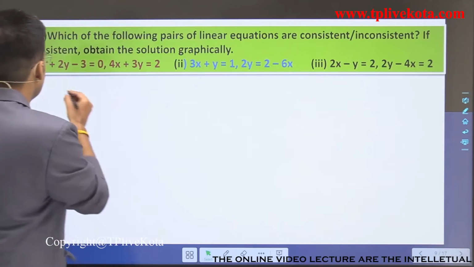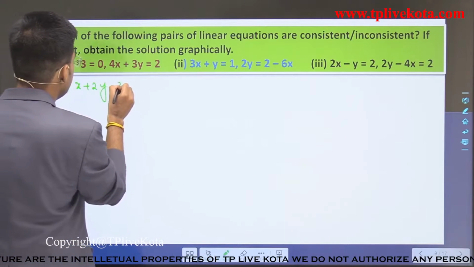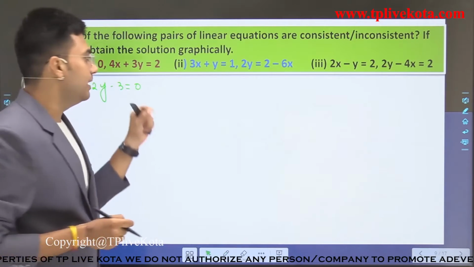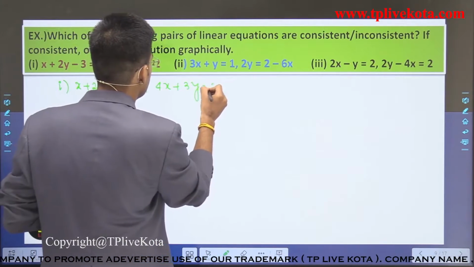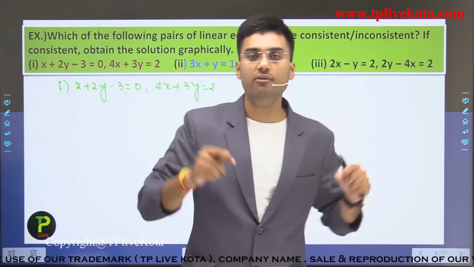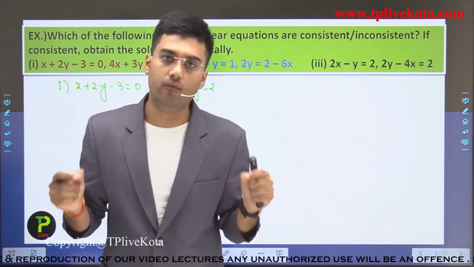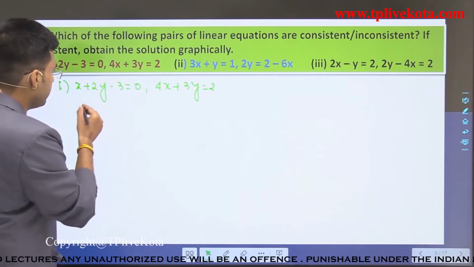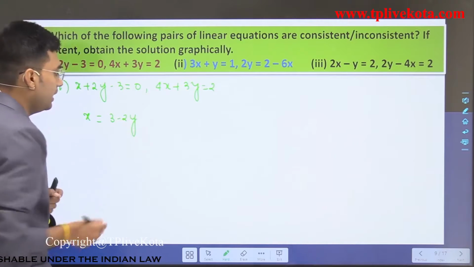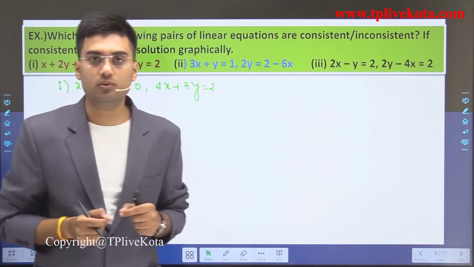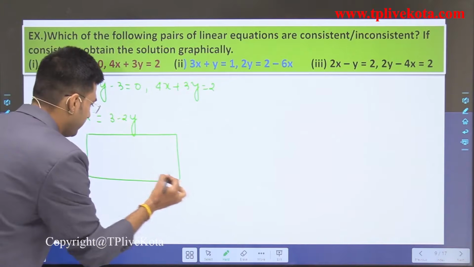First of all, in the first question we have x plus 2y minus 3 equals 0, and the second equation is 4x plus 3y equals 2. To solve these equations graphically, first of all we need to prepare the tables for the values of x and y. So from this equation we can write x equals 3 minus 2y. So let's prepare the table for the values of x and y.